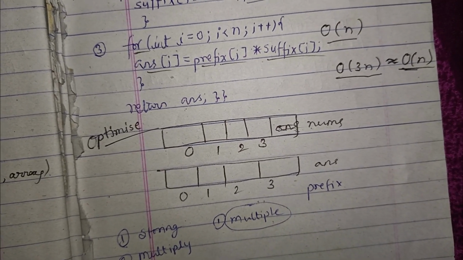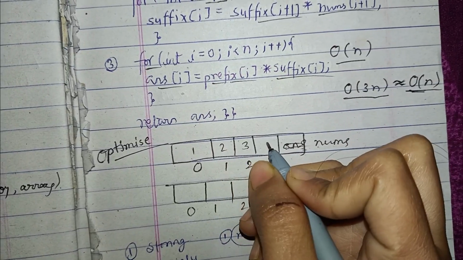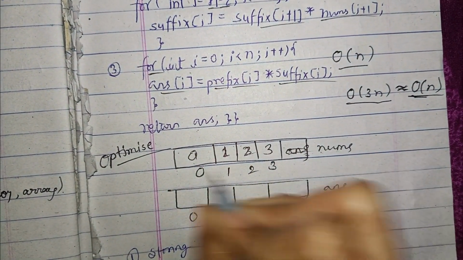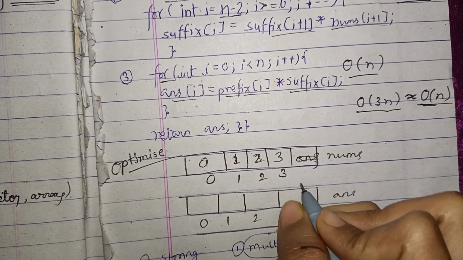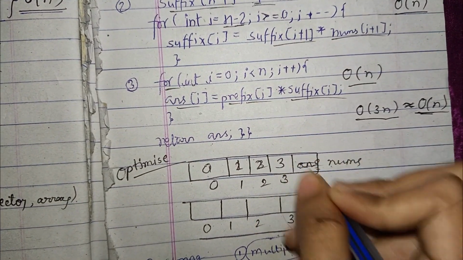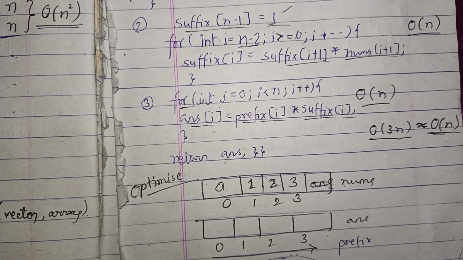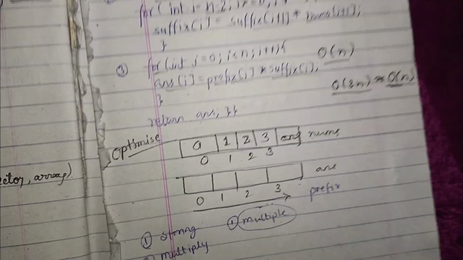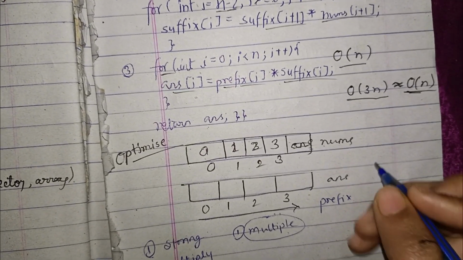Okay, so here we have indices 0 1 2 3. We are just storing the prefix in ans, and in the same place we are multiplying it with the suffix. We don't store suffix in ans, because if we store suffix in our ans, then it will be a completely messed up situation, because everything will be mixed.